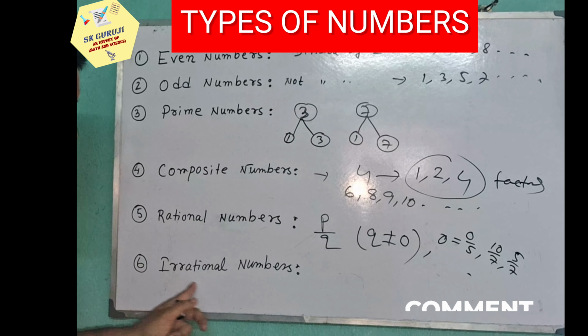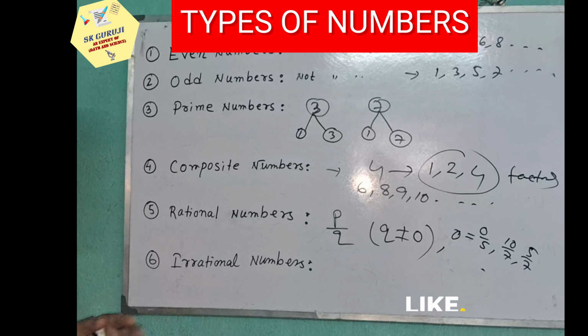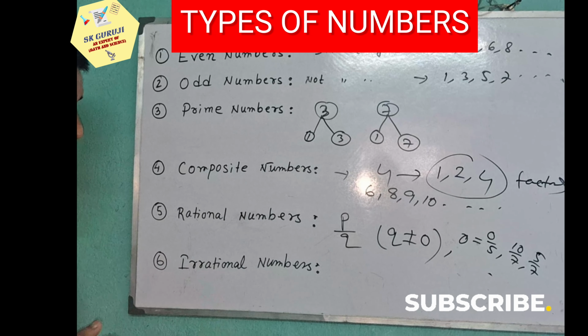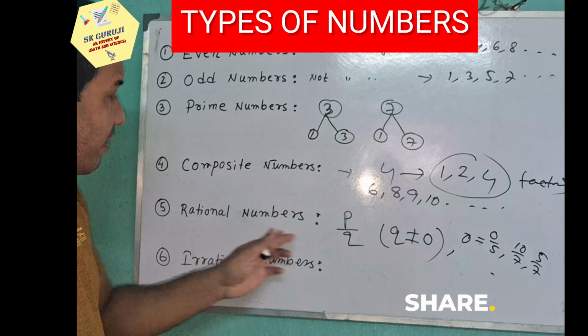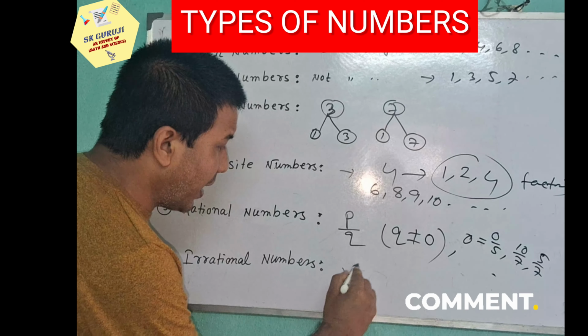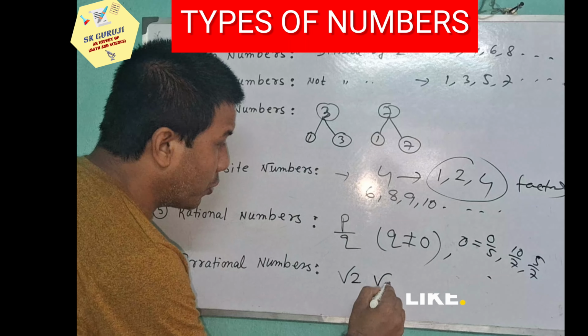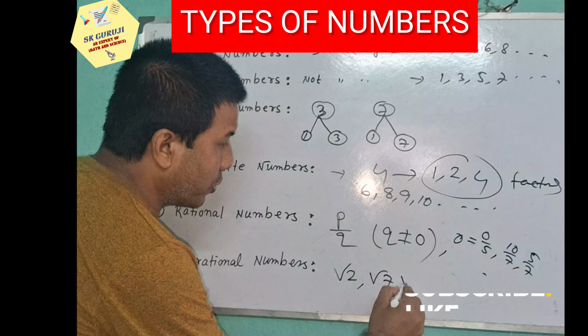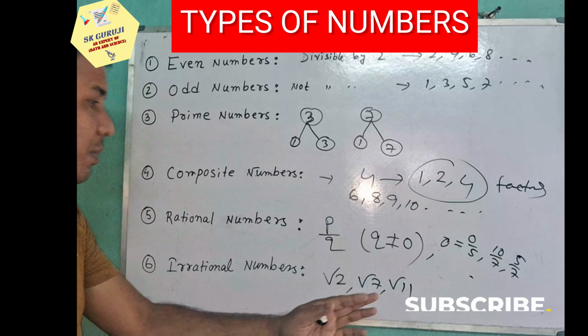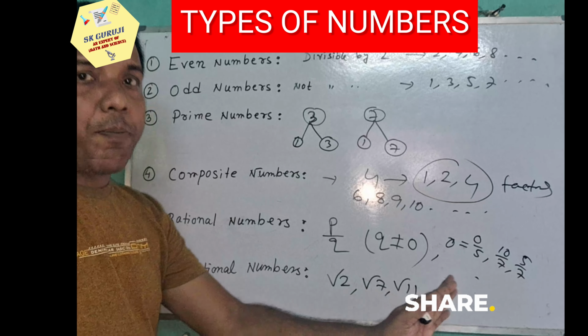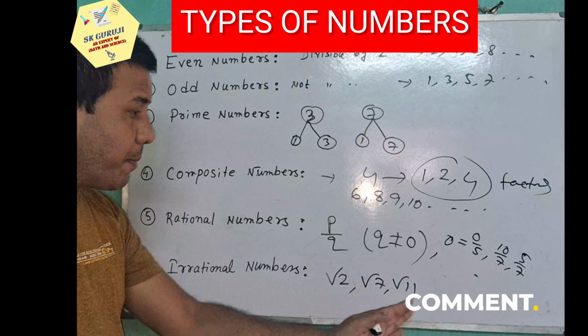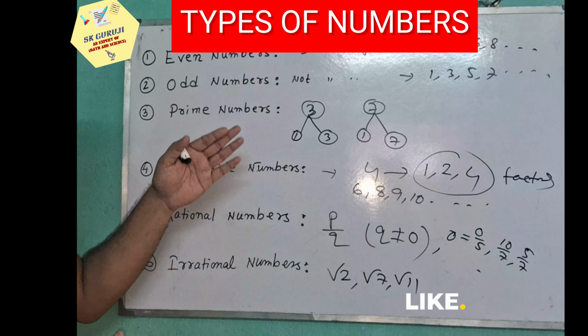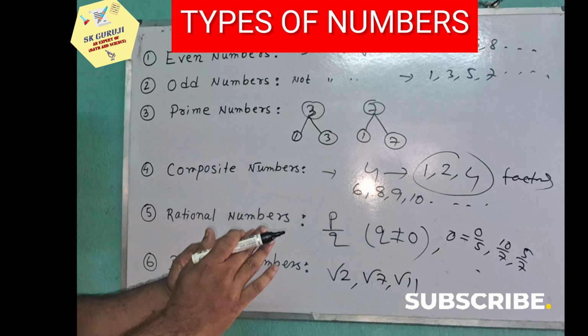Now about the last term, irrational numbers. What do you mean by irrational numbers? The numbers that cannot be expressed in the form of rational numbers. Numbers like root 2, root 7, root 11. There are infinitely many such numbers. These things are very important. So remember all these things.